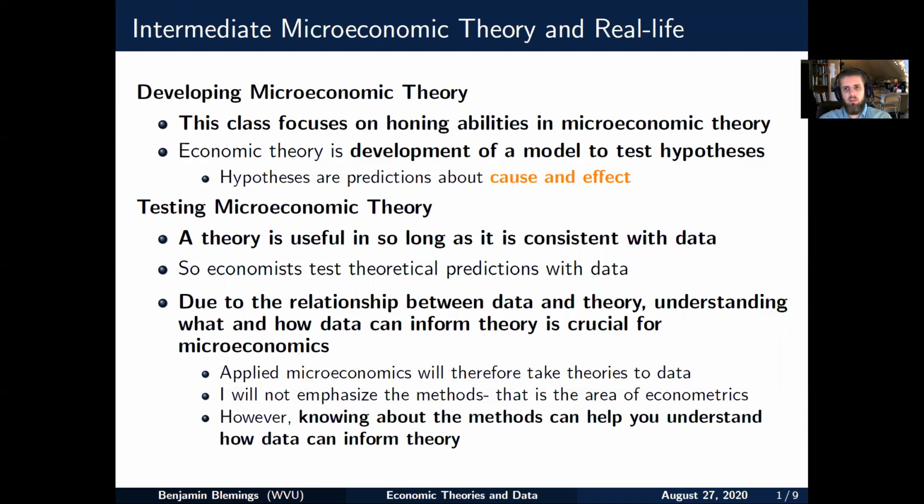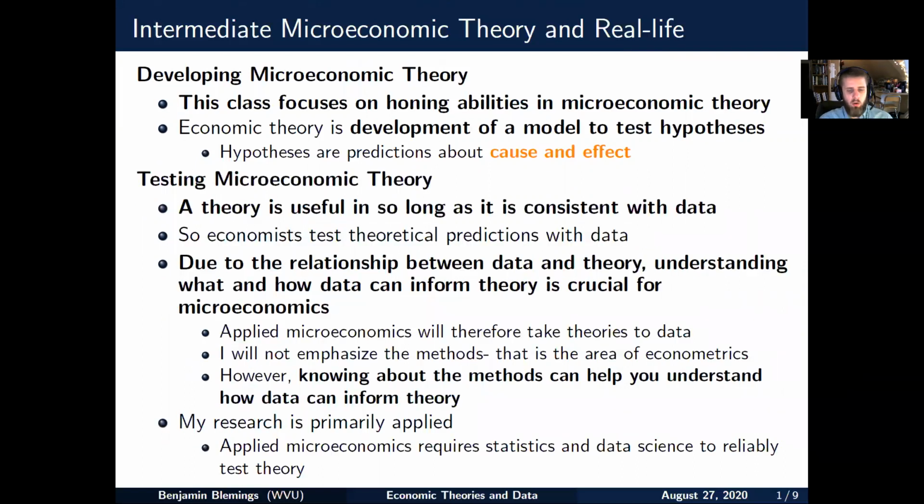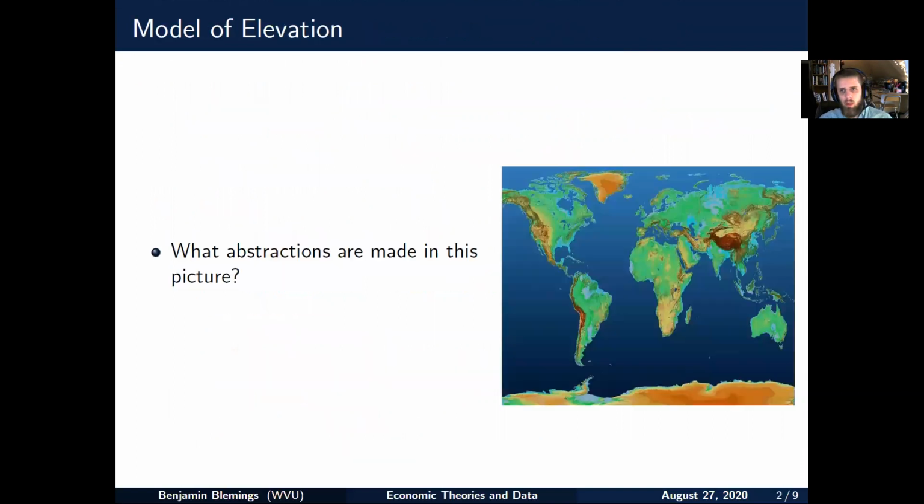I'm going to really briefly talk about a crucial element of testing theories with data in economics. Just a caveat, my research is primarily applied. In applied micro, we're taking statistics and data science to test economic theory. I just wanted to briefly talk about the assumptions and how you simplify models so they're useful.